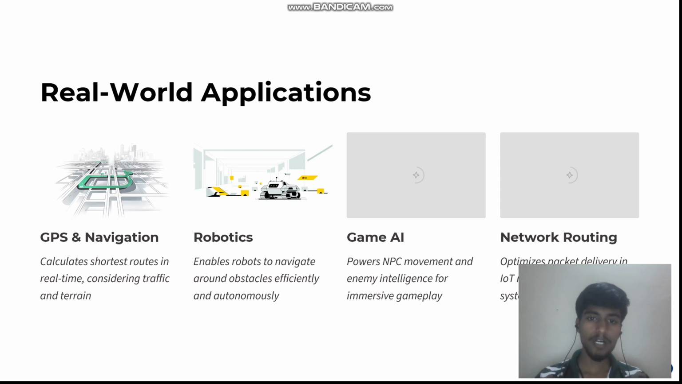Let's see about real-world applications. A-star is used everywhere around us. In GPS systems, it calculates the shortest route while considering traffic and obstacles. In robotics, it helps autonomous robots navigate safely around obstacles. In video games, it powers NPC movement, making them look smart and realistic. In network routing, especially in IoT systems, it helps optimize data transmission across nodes.